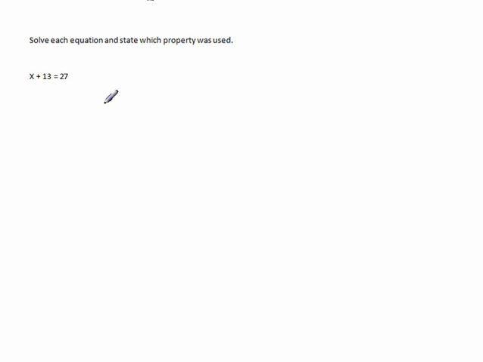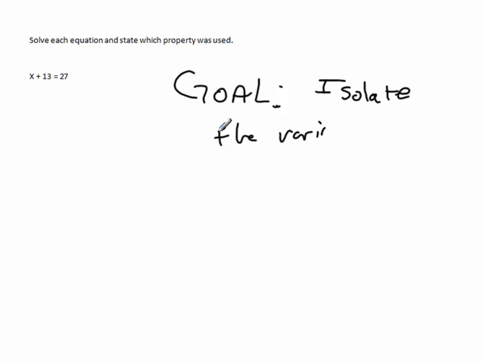So it asks us to solve each equation and state the property that was used. And here, the big goal, our goal, is to isolate the variable. That's what we want to have happen. Now, the variable in this equation, x plus 13 equals 27, is x. So we're trying to get x by itself, which is the idea of isolation, is to be by yourself. So we want to get x by itself.